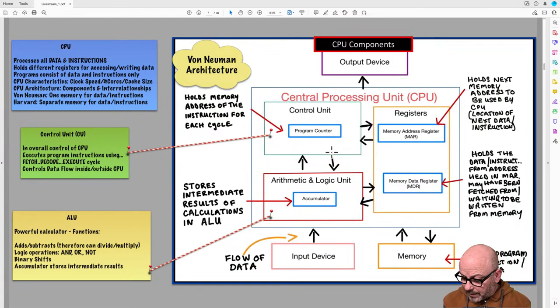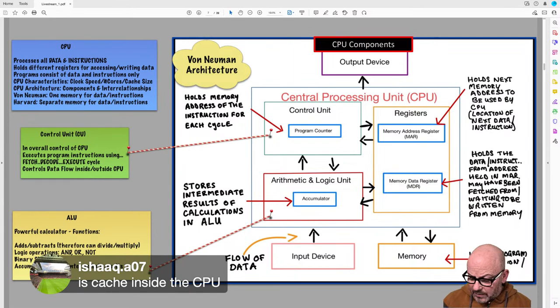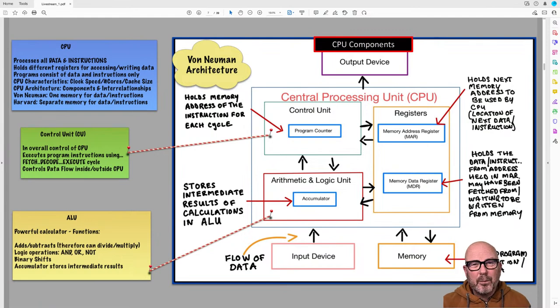Now, let's answer that question. Ishak, you are asking a lot of very good questions. Right, the answer is no, it's not inside the CPU, but you've usually got three, four or five different levels of cache. And I've got a diagram actually to show you, which I'll do in a second.